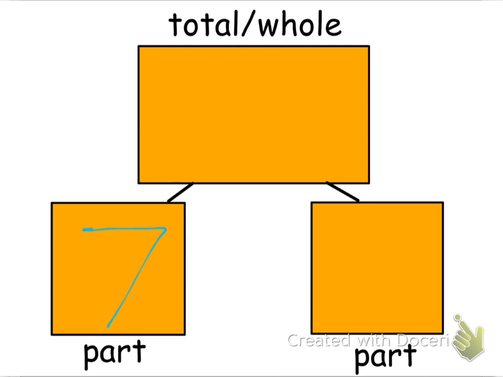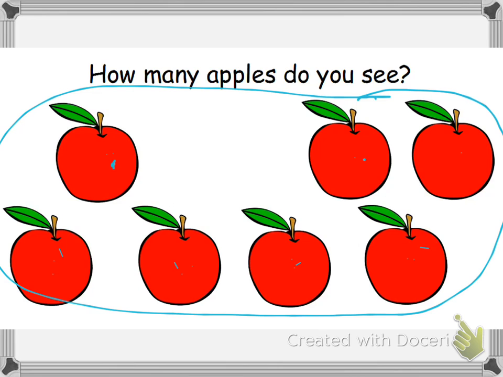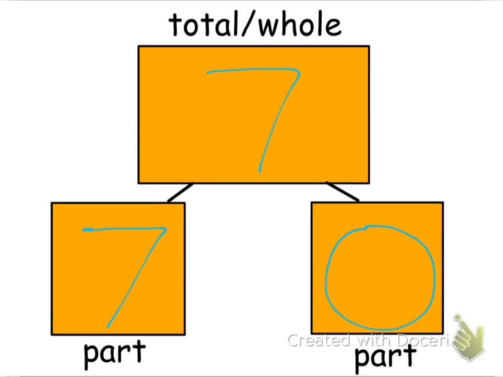Well, we know that there were 7 apples in one part and 0 in the other part. Okay, so we had 7 and 0 make up 1, 2, 3, 4, 5, 6, 7. Our whole is 7. Because whenever we put 7 and 0 together, it would make 7.